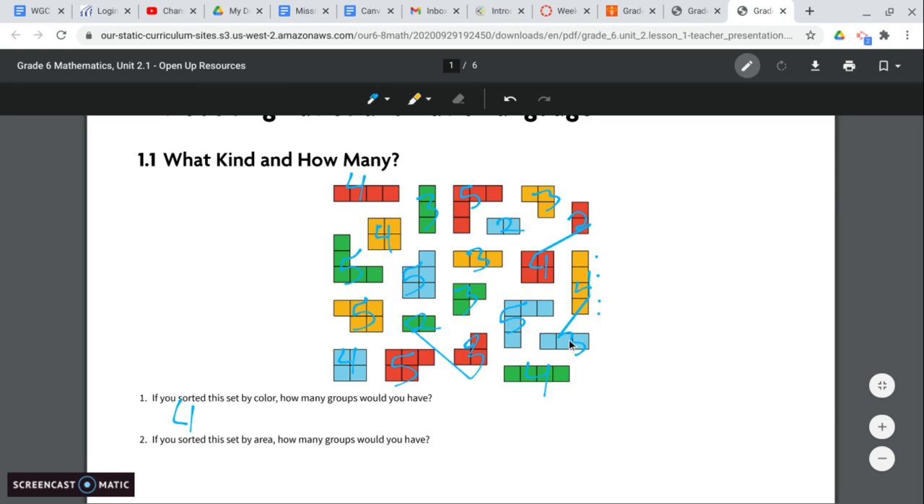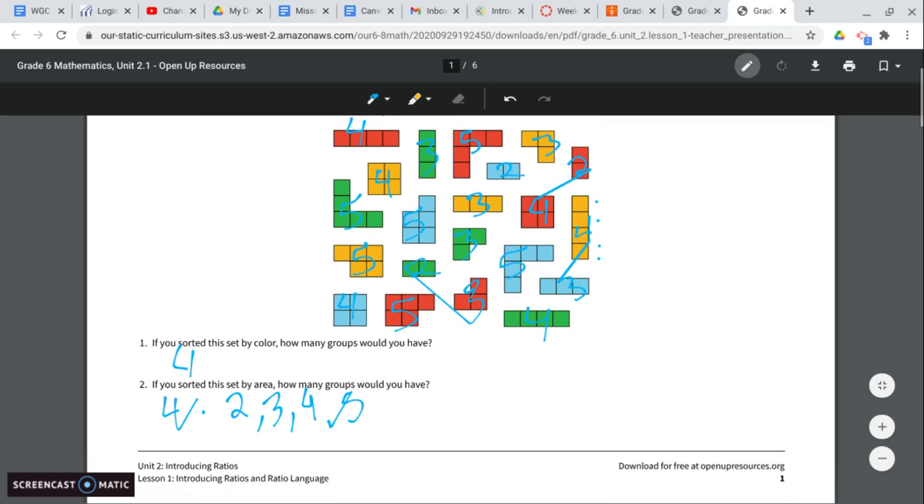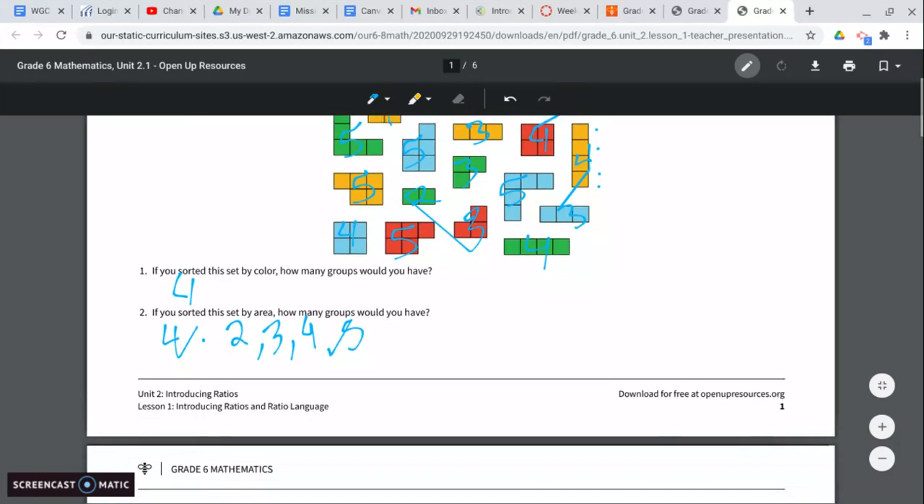So how many different groups do we have? Well, we've got 2, 3, 4, and 5. So we have 4 different groups: 2, 3, 4, and 5. These are the different groups that we would have.